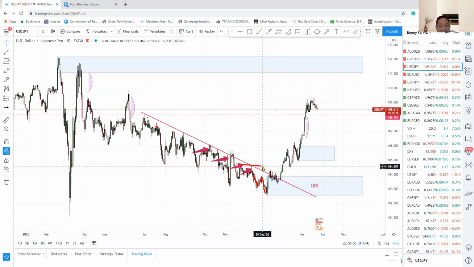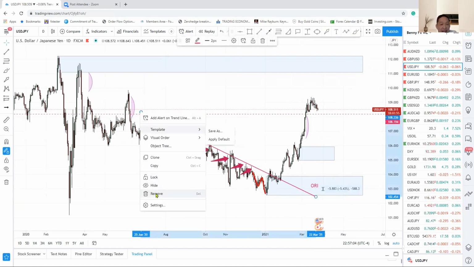And indicators are there to actually trap the retail trader. Okay, so hopefully this is clear now.